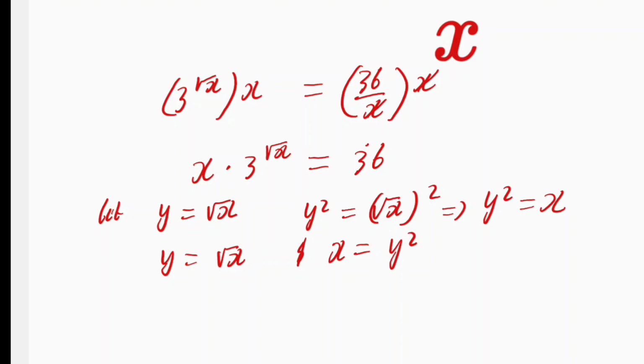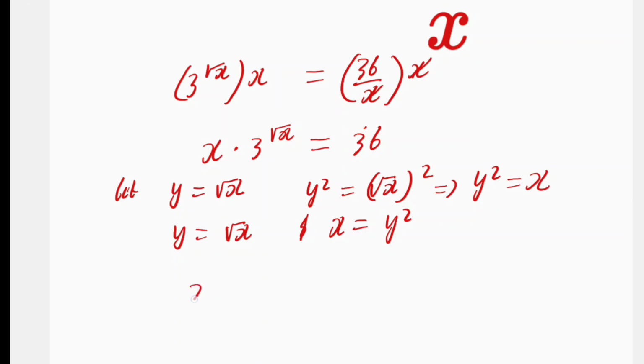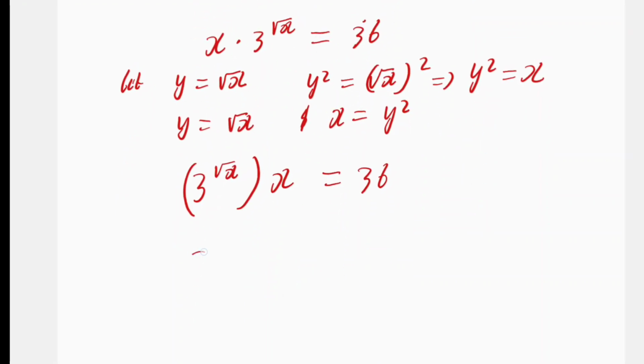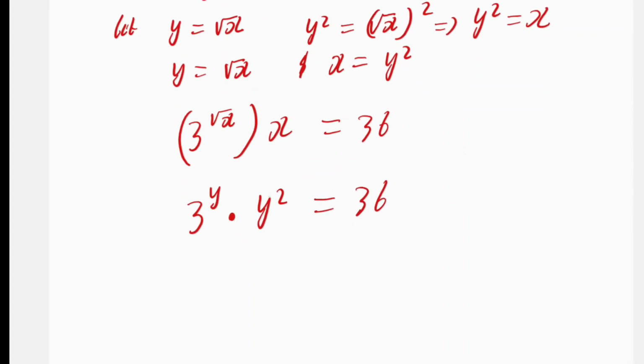Now, what we're simply going to do is replace x and the square root of x, and rearrange this equation with y, where x is equal to y square. So if we rearrange this equation, we're going to see that 3 to the power of the square root of x times x equal to 36 will become 3 to the power y times y square is equal to 36. Keep in mind that our y here is equal to the square root of x.